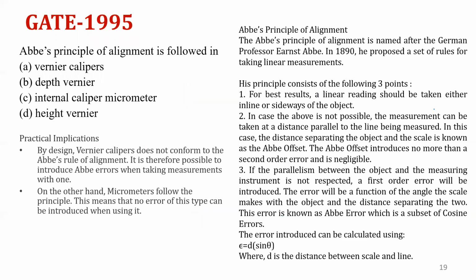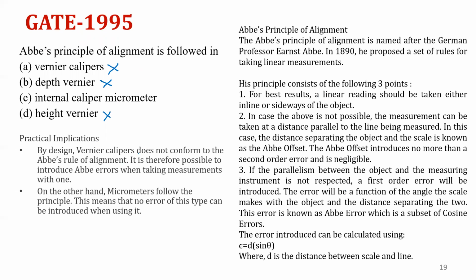Abbe's principle of alignment is followed in... So already we discussed the Abbe principle, whether it is the vernier caliper, depth vernier, internal caliper, micrometer, or height vernier. Vernier calipers, depth vernier, or height vernier cannot follow the Abbe principle of alignment.